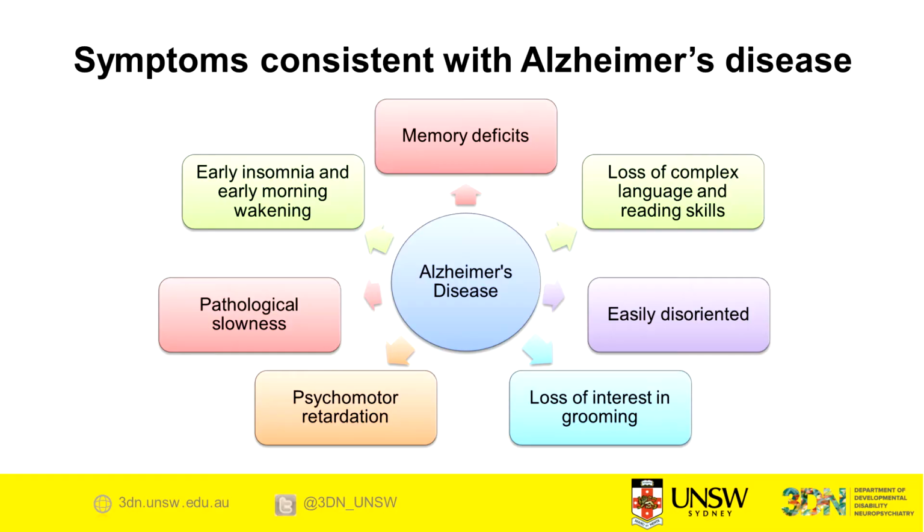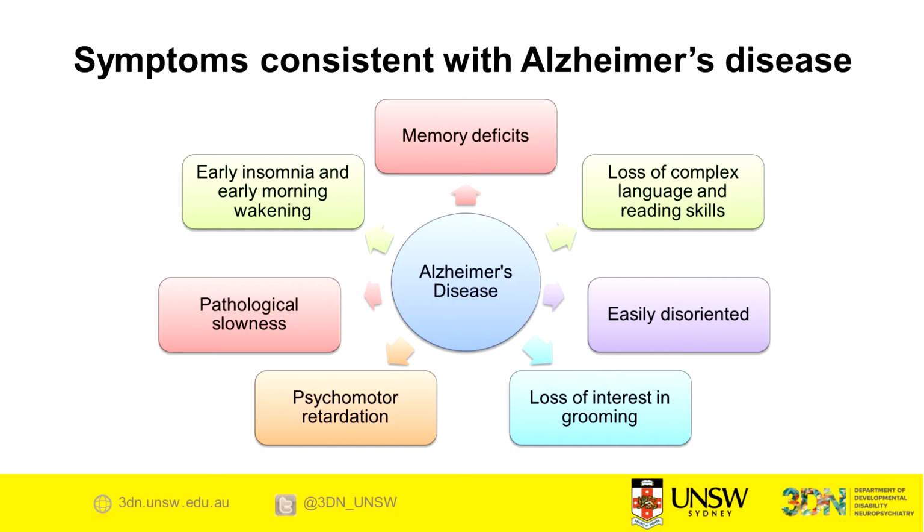Most people will jump on the bandwagon and say, we know that Alzheimer's is extremely common in Down syndrome. At 34, this must be the early onset of Alzheimer's. And they will perhaps not pursue investigations further. So what about Donna? She has apparent memory deficits, mostly for new learning, has lost some of the complex language and reading skills, becomes very easily disoriented, has loss of interest in grooming, and has psychomotor retardation.